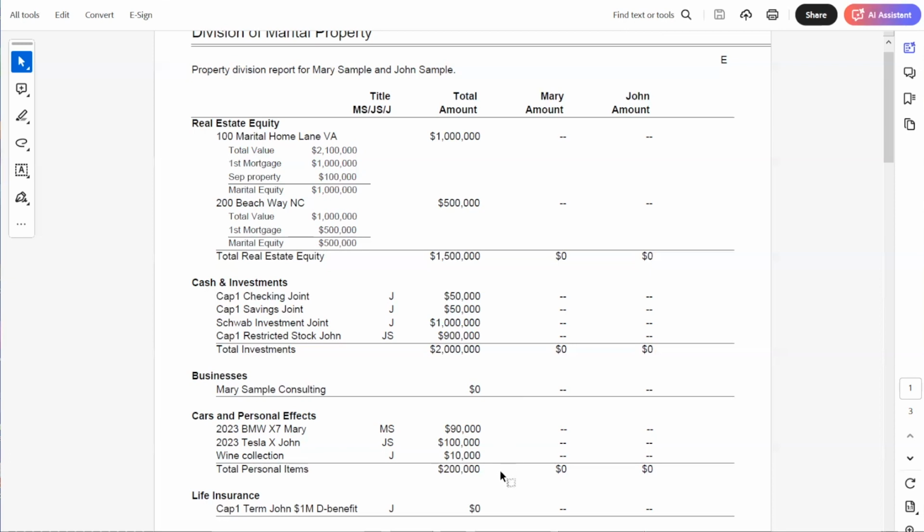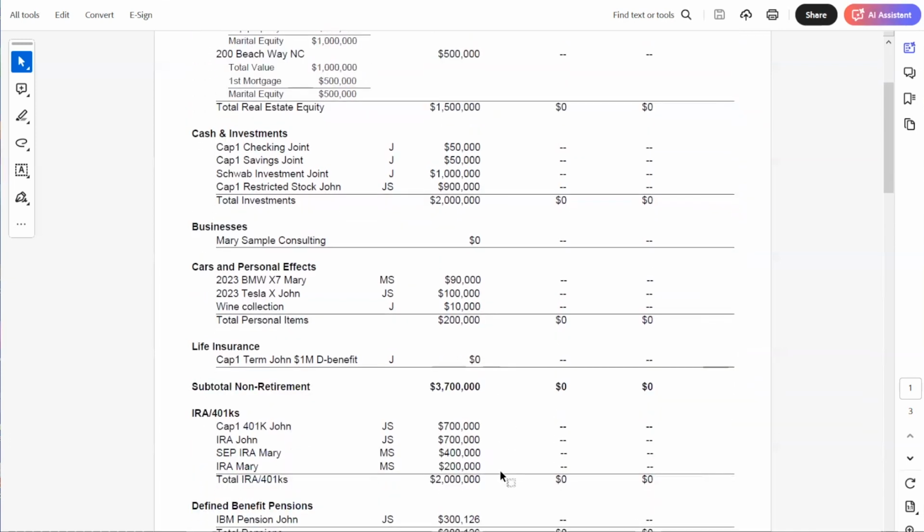Then we go to cars and personal effects. What we can see here is that Mary is titled on her car, which is the BMW, and John's titled on his car, which is the Tesla. Great. If they're both keeping their own cars, then at least title-wise, nothing needs to be done.